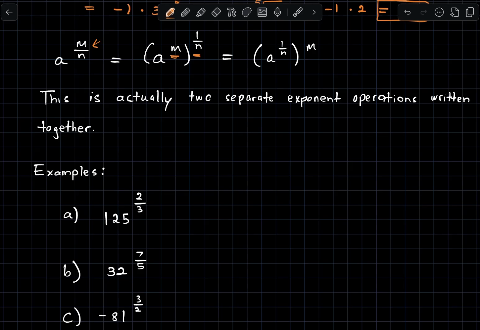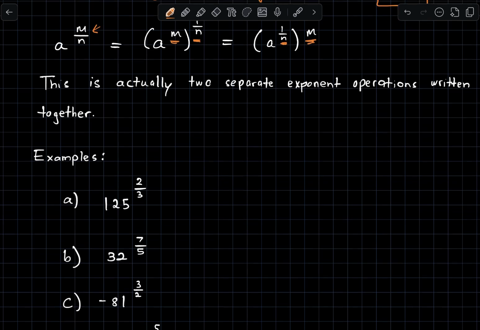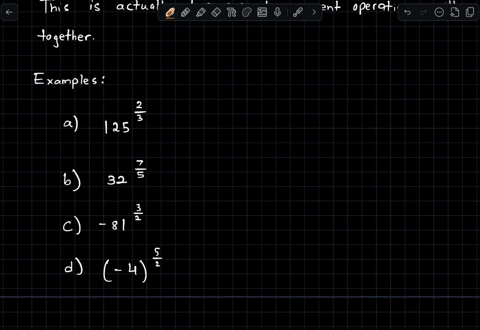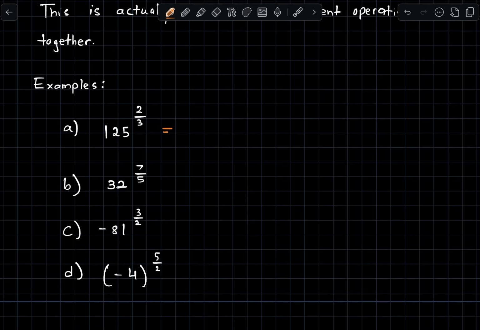Or I can think of it as I'm doing the 1 over n, the nth root operation first, and then raising everything to the m power. Okay, so there's two separate exponent operations that are happening here. And it's going to be helpful to kind of write them out, separate them out. And let's see which order might actually be more useful for us in each case. So I have raised to the second power, and then this is really just the 1/3 operation, right?